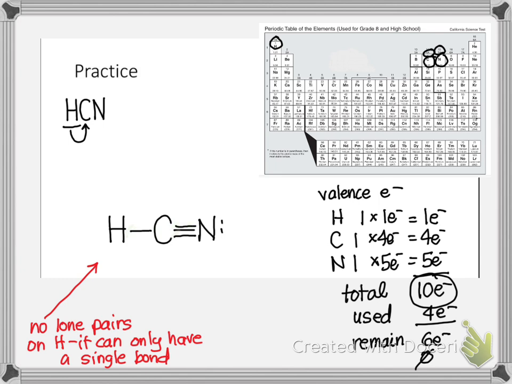And if you want to verify, I still only used 10: 2, 4, 6, 8, 10. So now what I've done is I've taken 10 electrons, the valence electrons, and I have placed them on this structure so that it fulfills the octet rule. And so that would be the Lewis structure for HCN.